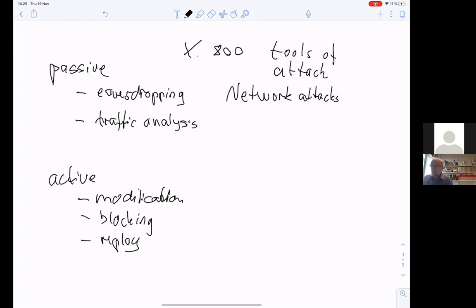So modification simply means the adversary looks at the traffic he sees and modifies it, flips some bits, or even invents a message completely of his own and sends this instead of what was there before.